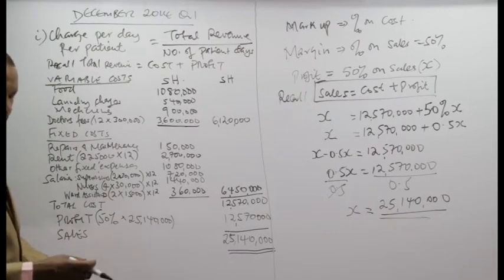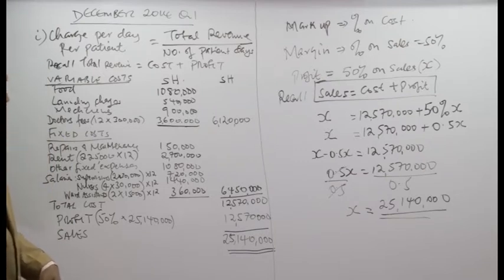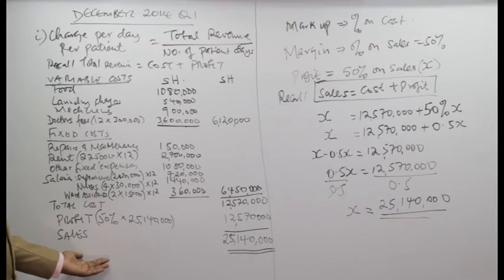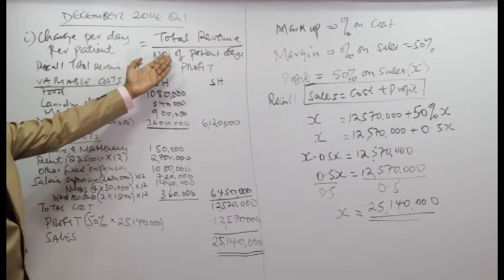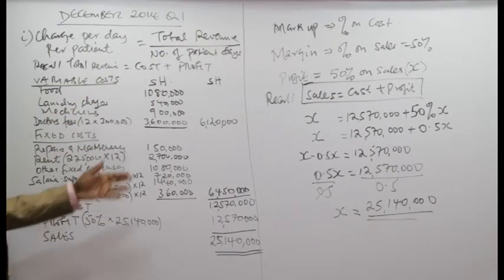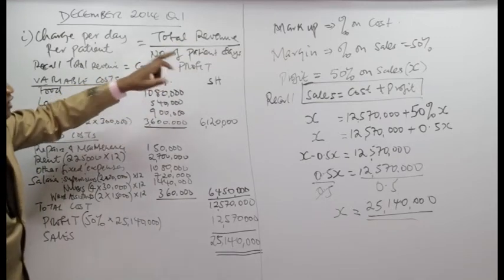That is the profit. And that is the sales, or the total revenue. It's very important. Remember, we've not answered the question. We are in the process. We've identified the numerator, which is the total revenue. We need to determine the number of patient days.